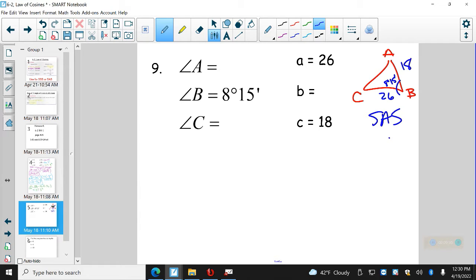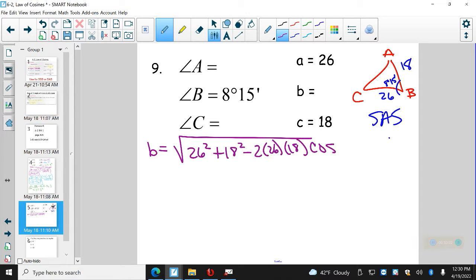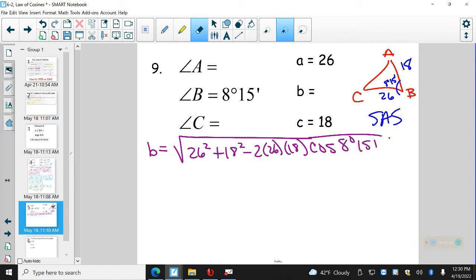You with me? So which one do you want to find first here? B. Most students try to find the side lengths before they find the angles. It does not matter. It absolutely does not matter. So if I go ahead and find side B, B is going to be equal to the square root of 26 squared plus 18 squared minus 2 times 26 times 18 times the cosine of 8 degrees 15 minutes. Do we all see that?